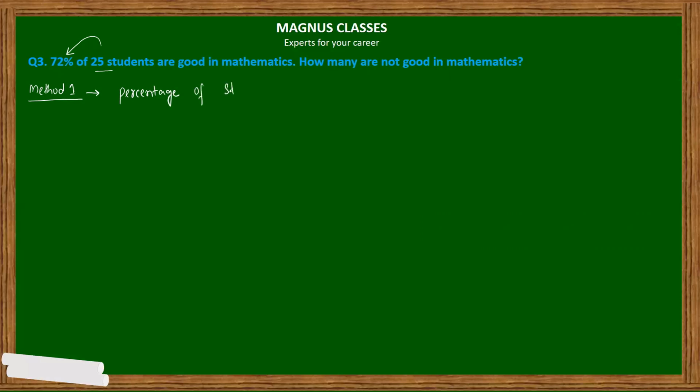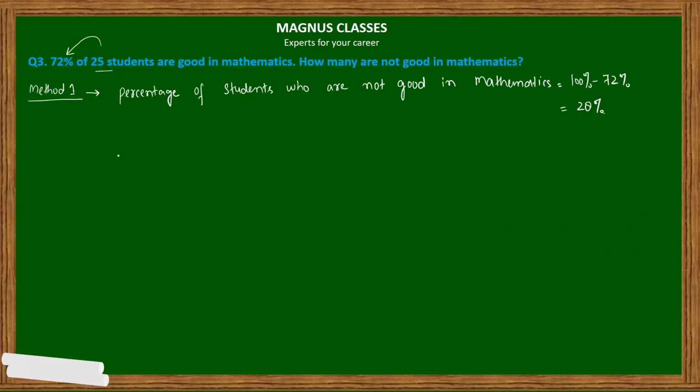So we will say percentage of students who are not good in mathematics. That will be equal to what? 100% minus 72%. Because 72 are good, and out of 100 we will say how many are not good. So that will be 28%. So 28% of the students are not good in mathematics.